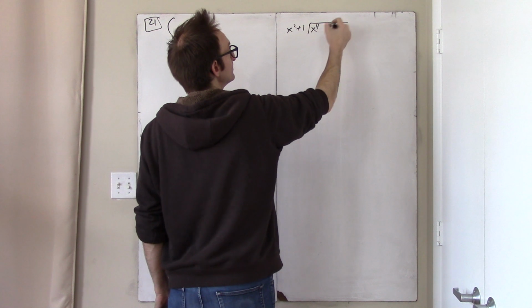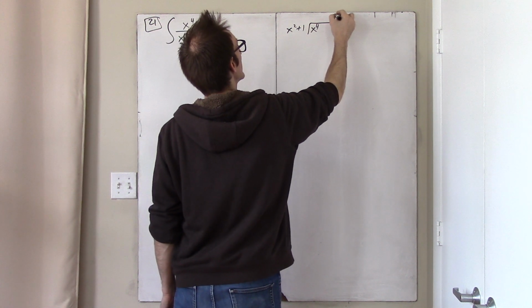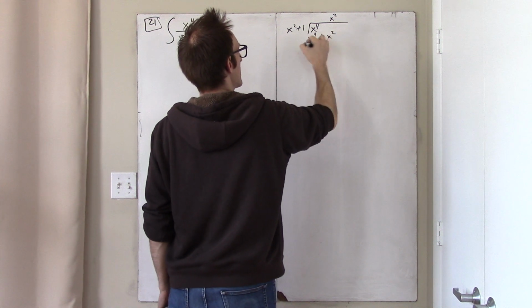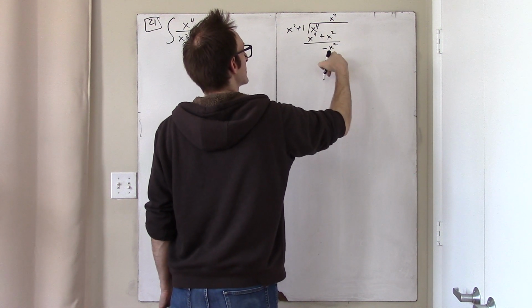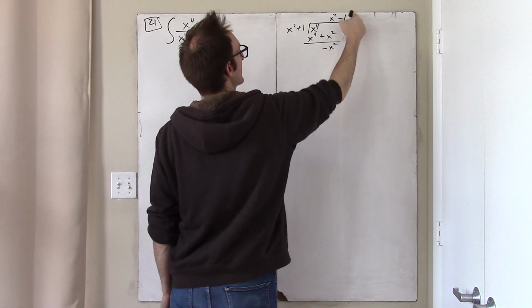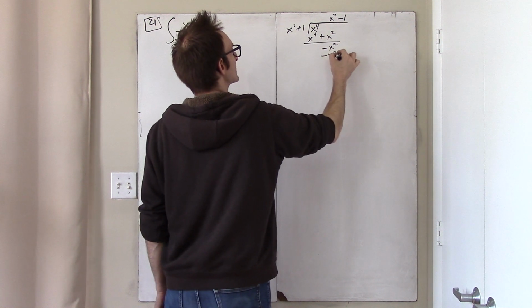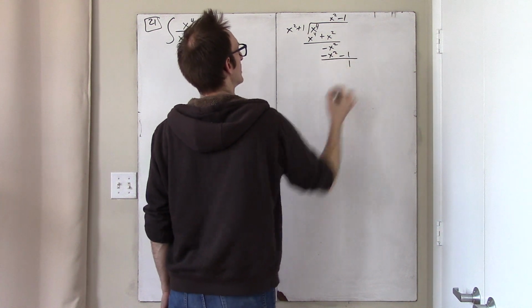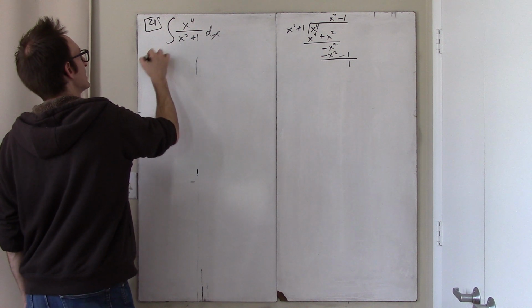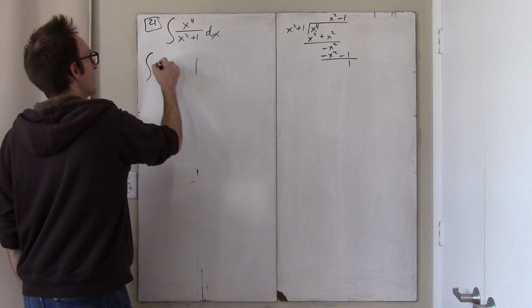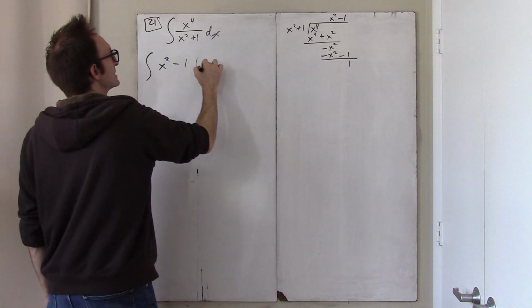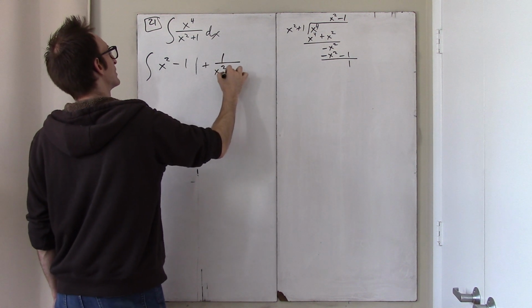Well, it's going to go in x squared times, and that will give me x to the 4th plus x squared. That gives me negative x squared, and x squared plus 1 goes into negative x squared negative 1 times, so that's negative x squared minus 1. When you subtract, you get 1. So I think I did that right. I think what we end up with is x squared minus 1 plus 1 over x squared plus 1.